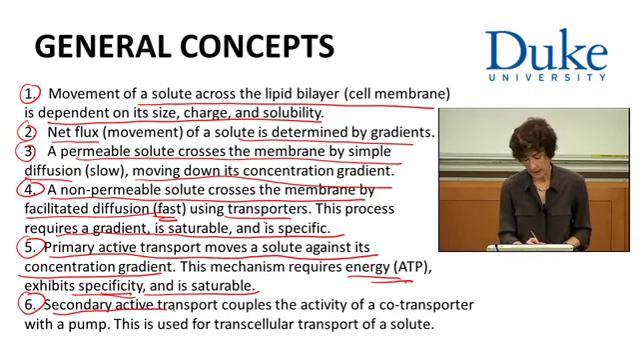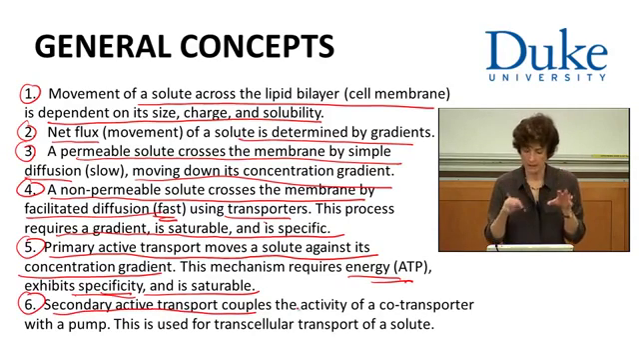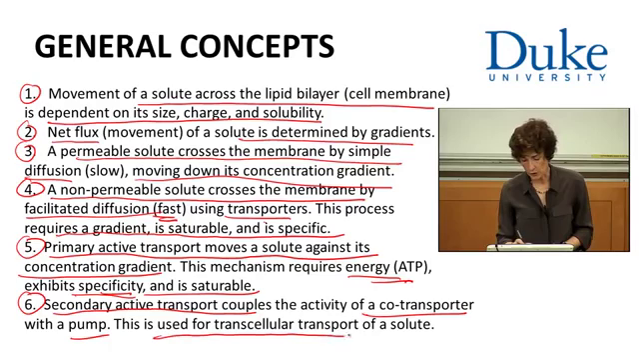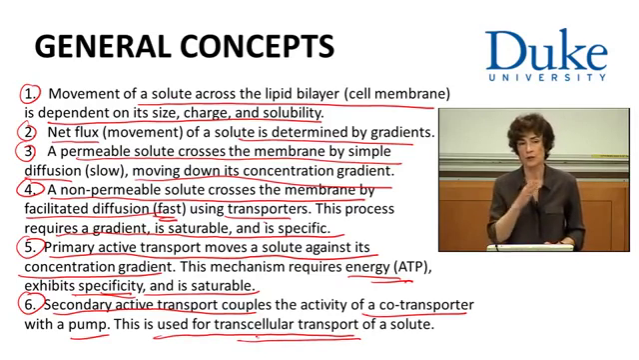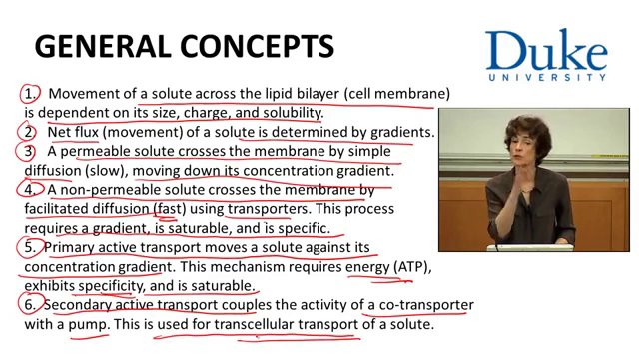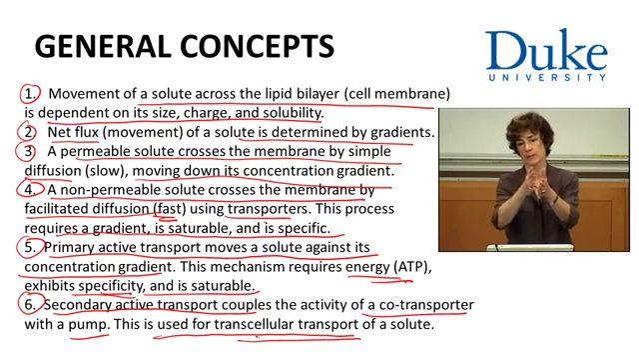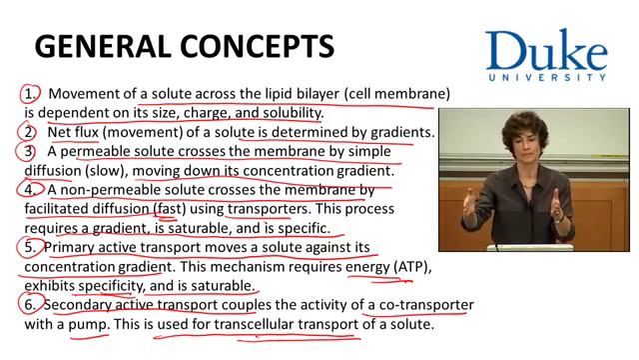And sixth, secondary active transport couples the activity of a cotransporter with a pump. Under this condition, we will have the active extrusion of one of the solutes that's coming in with that cotransporter. This is the mechanism used for transcellular transport of solutes across the gastrointestinal tract epithelium and across the renal tubule epithelium. So we're moving from a luminal surface all the way across the epithelium to get into the blood space.